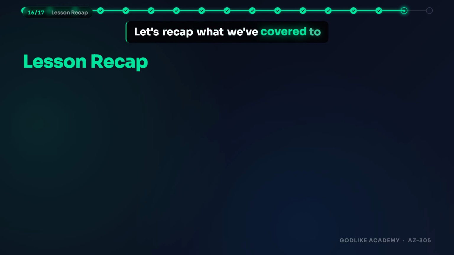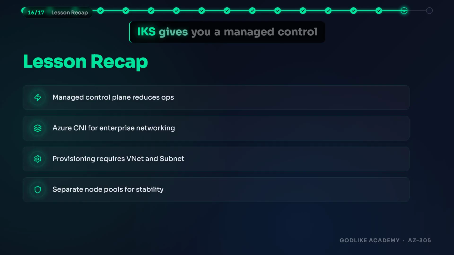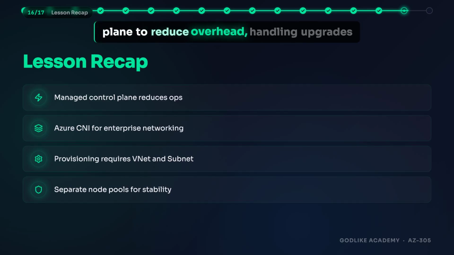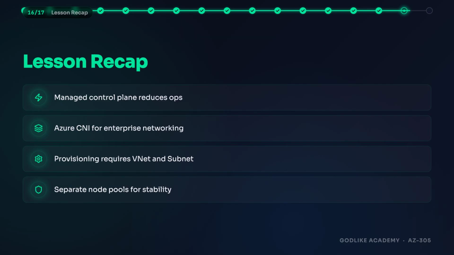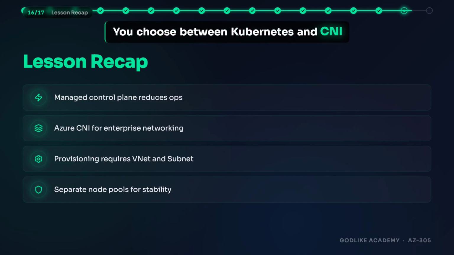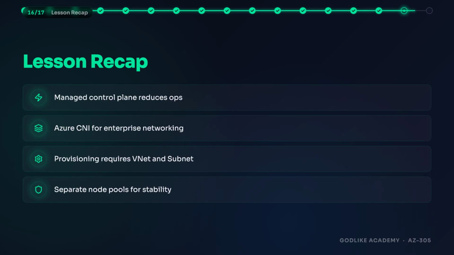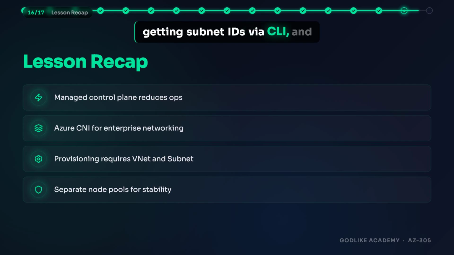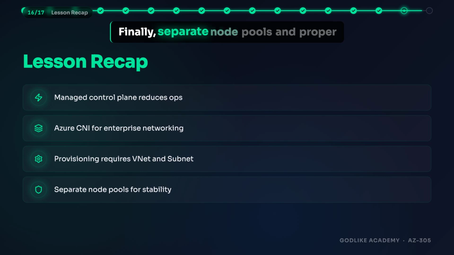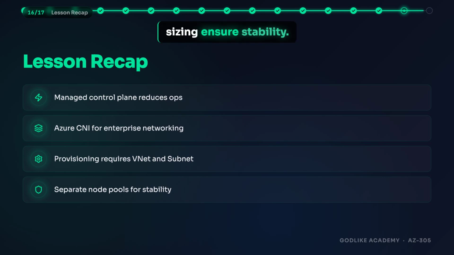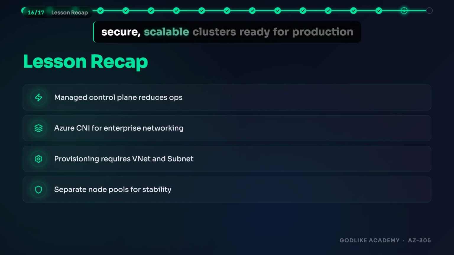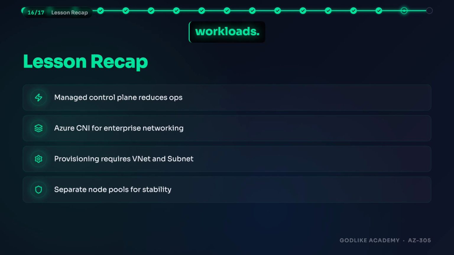Let's recap what we've covered to solidify your knowledge. AKS gives you a managed control plane to reduce overhead, handling upgrades automatically. You choose between kubenet and CNI for networking, with CNI preferred for direct VNet integration. The provisioning workflow involves creating resources, getting subnet IDs via CLI, and deploying the cluster with az aks create. Finally, separate node pools and proper sizing ensure stability. Mastering these steps helps you design secure, scalable clusters ready for production workloads.